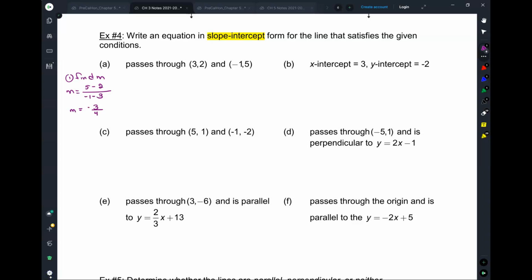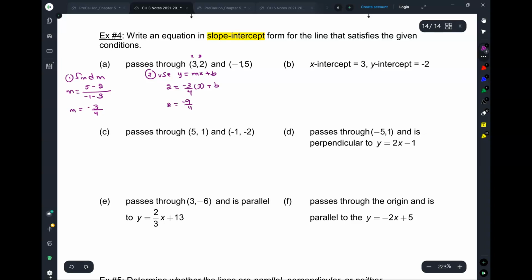You have 2 points here. Pick one of them to use. I'm going to pick this one just because it's the first one. So second step is use y equals mx plus b. So y is 2 equals m is -3/4. X is 3 plus b. Okay? So 2 is -9/4 plus b. And then if you add 9/4 to the other side, b is 17/4.